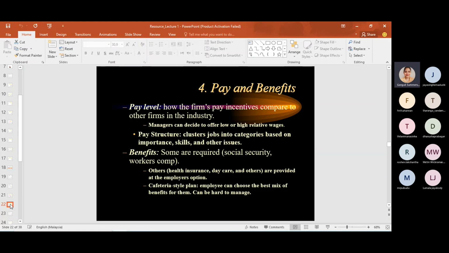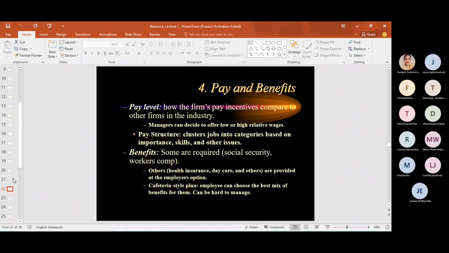Okay, so now we can start discussing the next HRM component, which is pay and benefits. Pay means basically your salary, and benefits are other benefits like health insurance and daycare. Okay, so those are some examples of benefits.